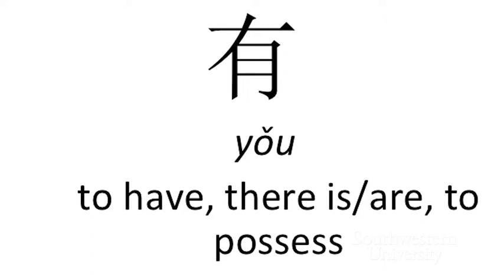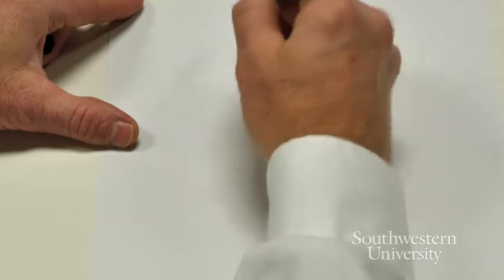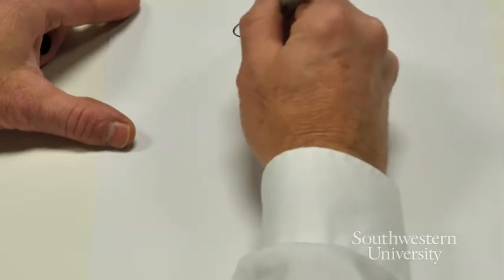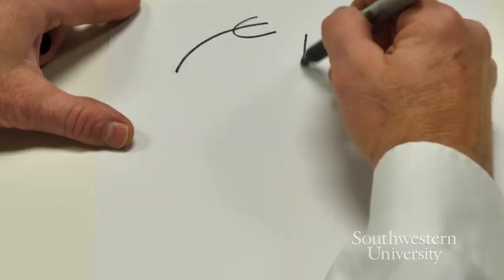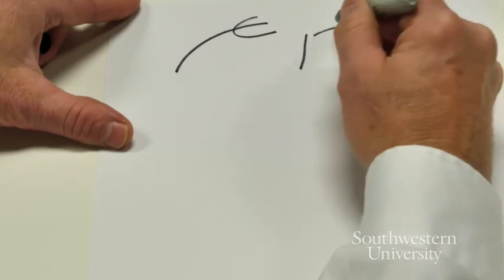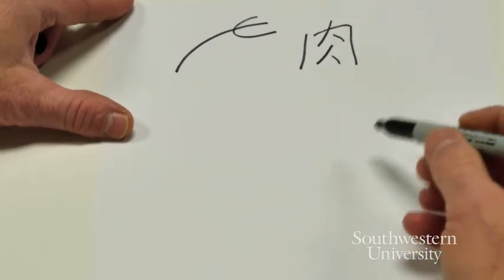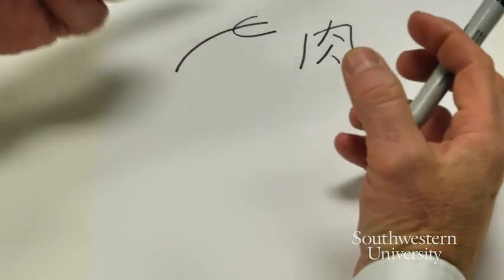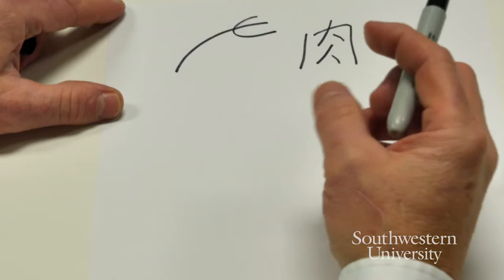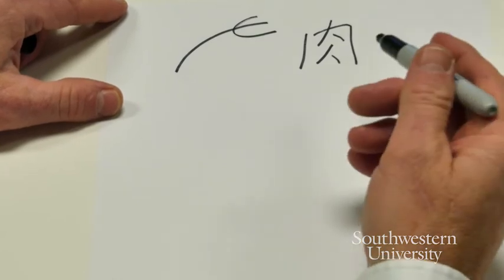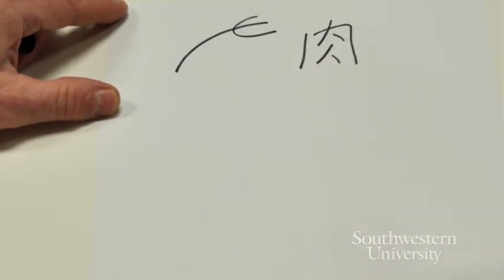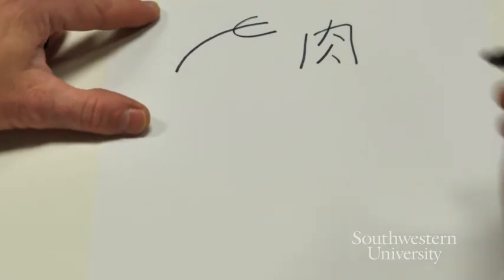The next character, yo, to have, or there is, or there are, or to possess something, is anciently a depiction of a hand grasping a chunk of meat. So here's the meat showing the striations of the muscle. To grab something, to have it. It's kind of a graphic depiction, but it just helps you remember it. Who knows where it actually comes from.